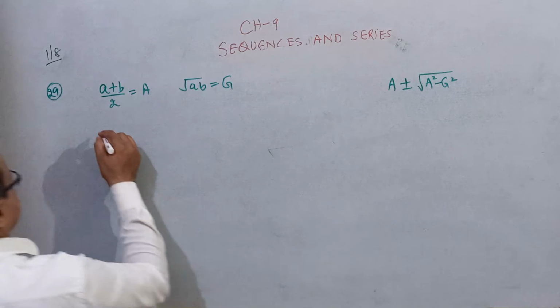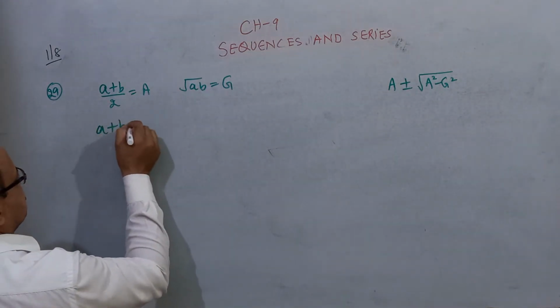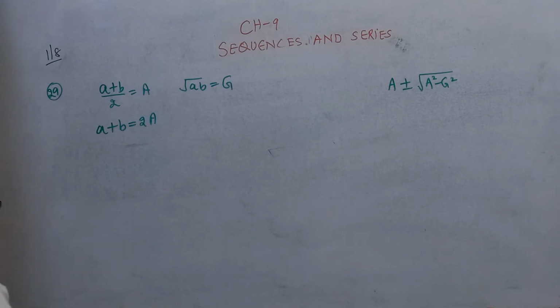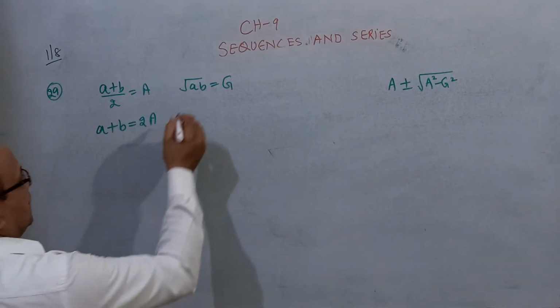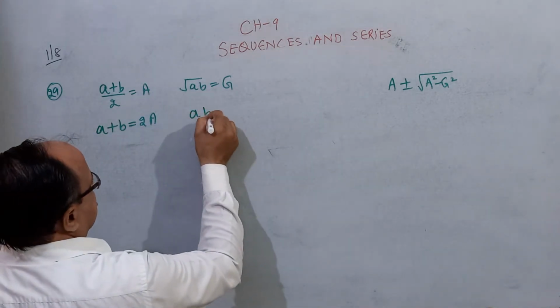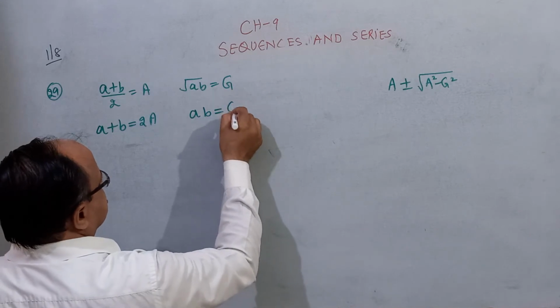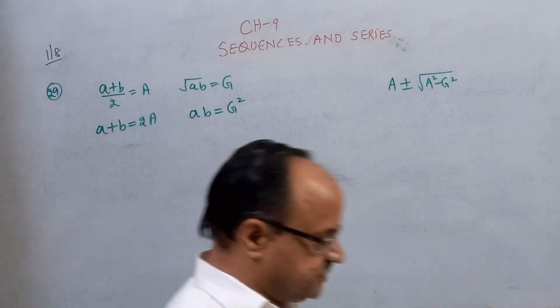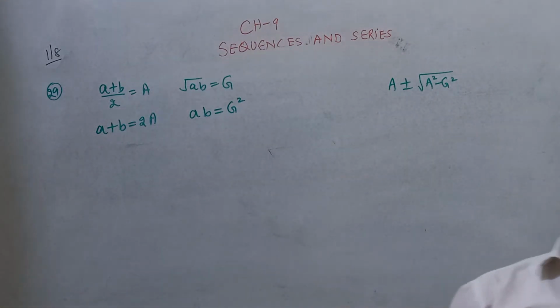Yes, you know that a plus b is equal to 2A. And squaring both sides, ab is equal to G square. Clear?